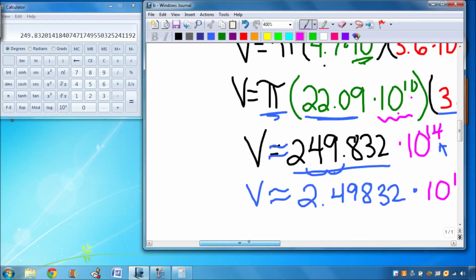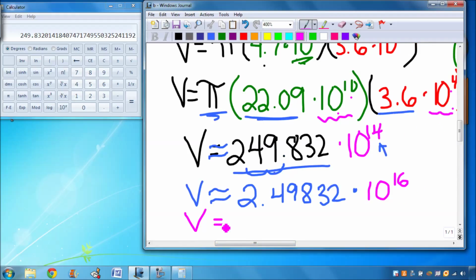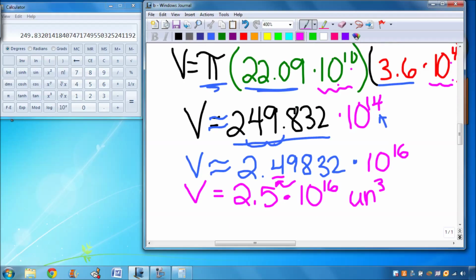So I end up getting right here v equals 2.5. Because I look at the 4, that's my tenths place. I have a 9 after it, okay? So the 9 means that it's 5 and above, so I give the 4 a shove up to a 5. So it's 2.5 times 10 to the 16th power, and then I have no units, so I'm going to say cubic units is my answer right here, okay?